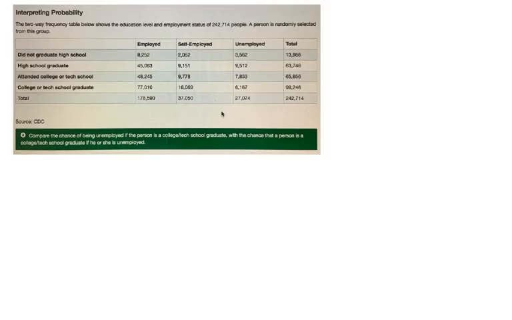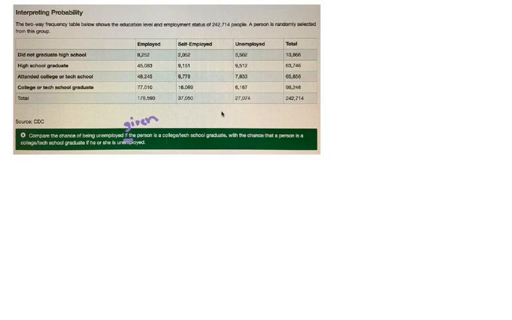Okay, so for this next problem, we're going to be looking at two-way frequency tables. So the two-way frequency table below shows the education level and employment status of 242,714 people. So that's my total down here. A person is randomly selected from this group. Compare the chance of being unemployed if the person is a college tech school graduate. So that if part tells you that that's like your given.